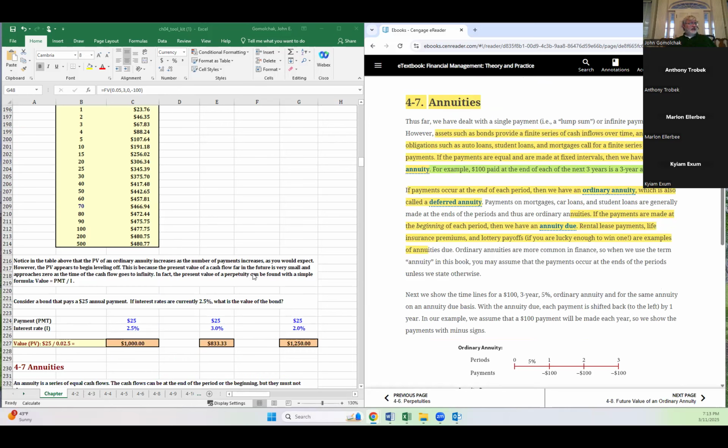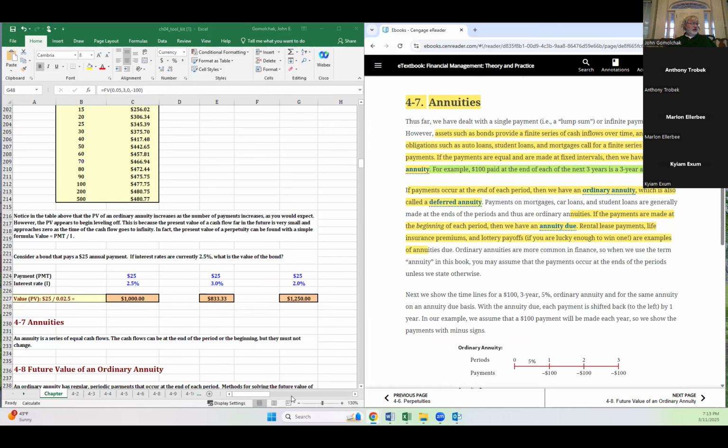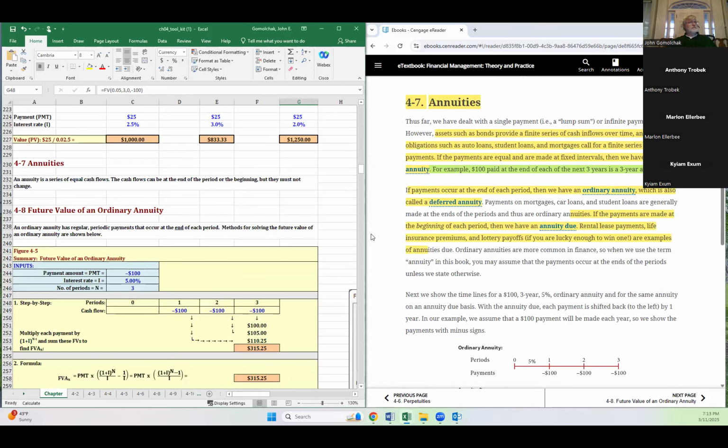All right, we've been dancing around this, but we haven't been talking about annuities directly. Let's talk about annuities. We've been talking about lump sum payments. Now we want to talk about what happens if we get payments over time. Assets such as bonds provide a finite series of cash inflows over time. Obligations such as auto loans, student loans, and mortgages call for a finite series of payments. If the payments are equal and made at fixed intervals, then we have an annuity.